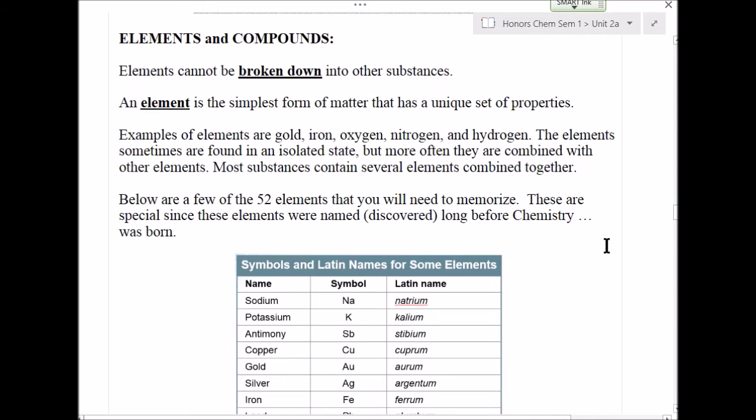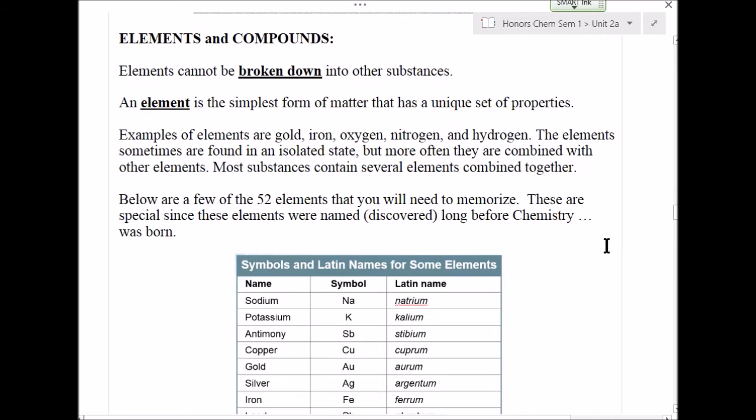So when we talk about things like carbon, we're going to find out that carbon has a certain number of protons. It has a certain number of neutrons based on what type of isotope we're looking at, and a certain number of electrons. But most importantly, the number of protons helps us to identify what we're looking at.